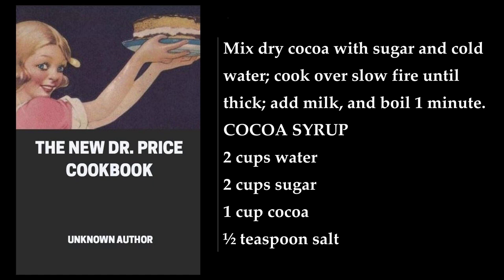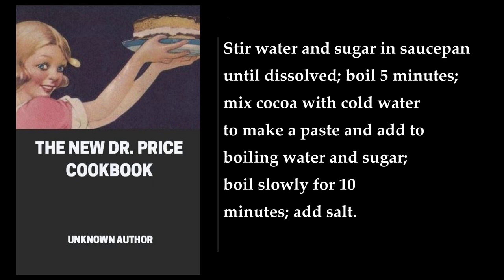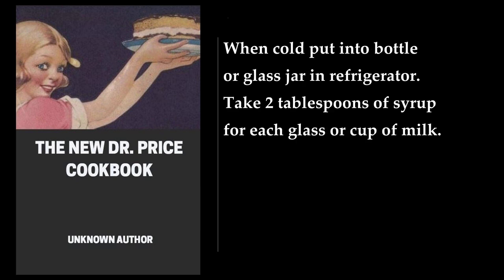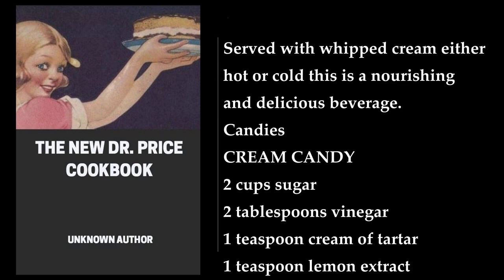Cocoa syrup. 2 cups water, 2 cups sugar, 1 cup cocoa, 1/2 teaspoon salt. Stir water and sugar in saucepan until dissolved, boil 5 minutes, mix cocoa with cold water to make a paste and add to boiling water and sugar. Boil slowly for 10 minutes, add salt. When cold put into bottle or glass jar in refrigerator. Take 2 tablespoons of syrup for each glass or cup of milk. Served with whipped cream either hot or cold, this is a nourishing and delicious beverage.